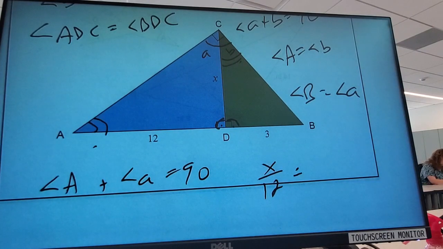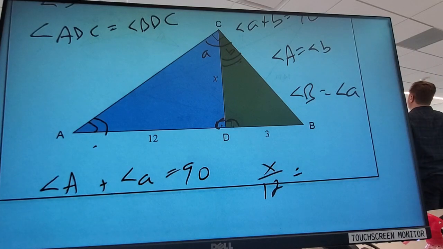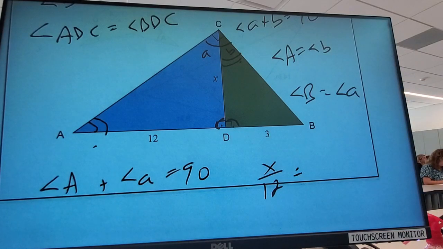And the only other side I know anything about is 3. If that green triangle falls over, which side is in the same direction as 3? X. So then how would I put that?